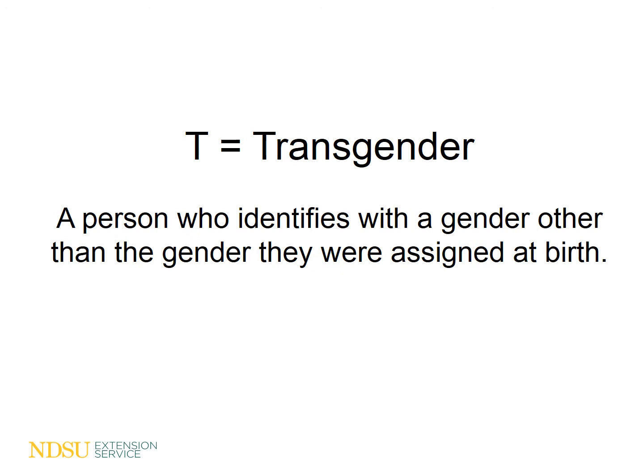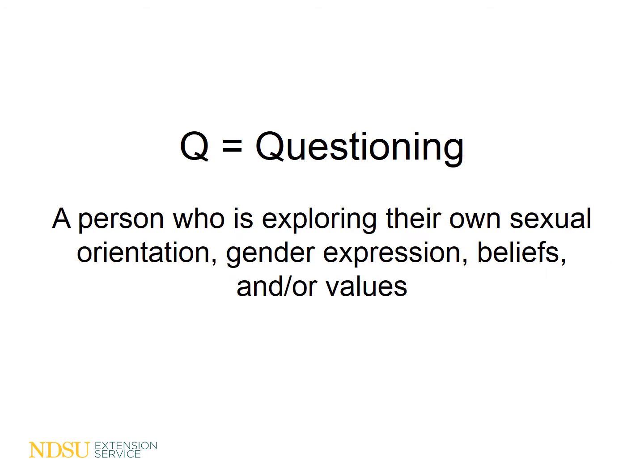T refers to transgender, and a person who is transgender is someone who identifies with a gender other than the gender they were assigned at birth. The first Q stands for questioning and refers to a person who's exploring their own sexual orientation, gender expression, beliefs, and or values.